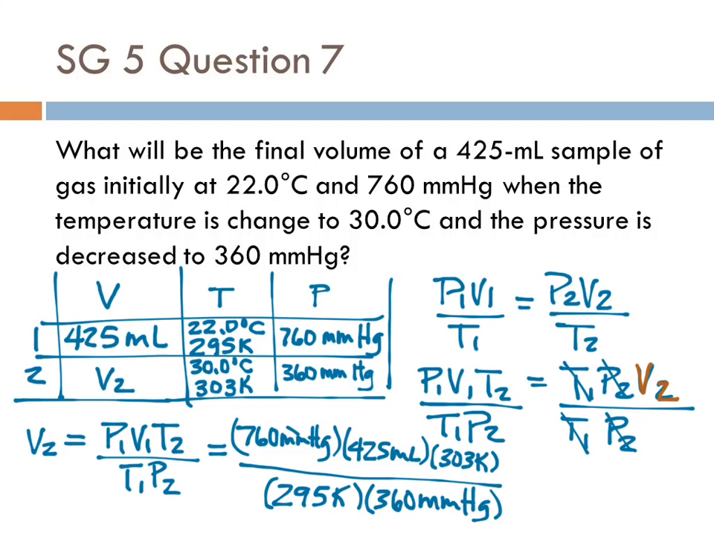We'll check our units, millimeters of mercury cancel out, kelvins cancel out. Now just be careful when you do this on your calculator. Anytime you've got two numbers in the denominator, got to be careful. This is how I do it and how I recommend that you do it. 760 times 425 times 303 divided by 295 and then divided by 360. And I come up with 922, and the unit will be milliliters.